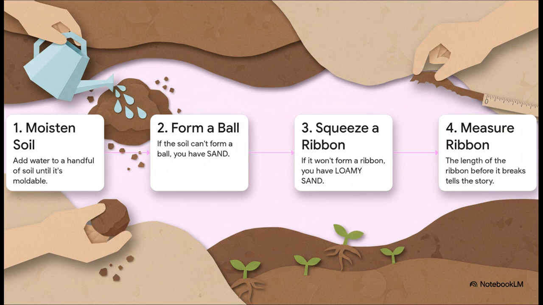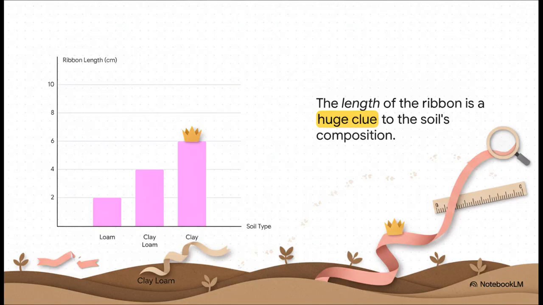You gently squeeze that ball between your thumb and forefinger to try and form a ribbon. If it breaks before a ribbon even really forms, you've got loamy sand. But if a ribbon does form, well, its length is what tells the rest of the story. And here's the secret to decode that ribbon. If it breaks before it gets to about 1 inch long, or 2.5 centimeters, you are in the loam family.